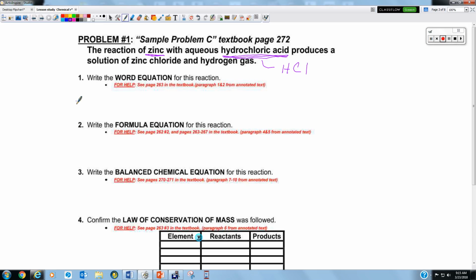So writing the word equation, I'm going to start off with what's my first element or compound? Zinc. So I'm going to say zinc. What do I do next? Put a plus sign, and then hydrochloric acid.